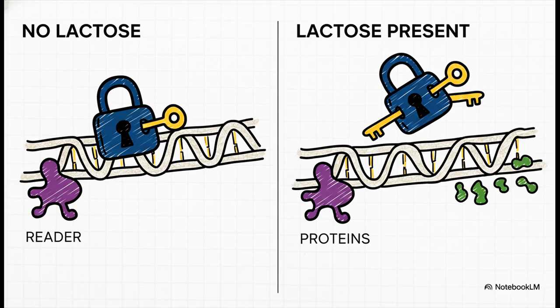This operon holds all the genes for the enzymes that break down lactose, which is a type of sugar. Normally, these genes are switched off to save energy. But if lactose shows up, it acts like a key that flips the switch, turning the genes on so the bacterium can start using that sugar as food. It's a beautifully simple and elegant system. Now, while bacteria use these operons, more complex critters like us have a much more sophisticated network of switches that control each gene one by one.